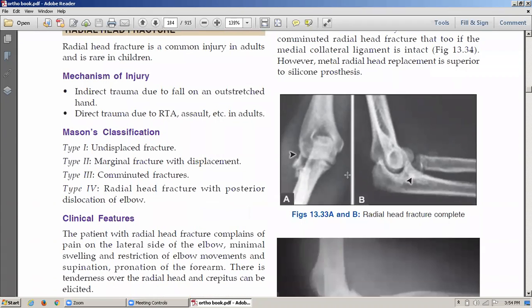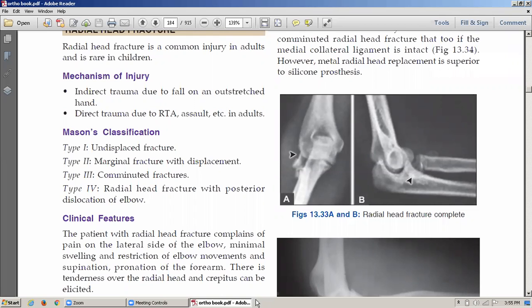So this is a diagram of the radial head fracture which is complete. This is the anteroposterior view. This is the lateral view. That is the radial head fracture. Mason's classification: type 1 is an undisplaced fracture, type 2 is a marginal fracture with displacement, type 3 is a comminuted fracture, and type 4 is the radial head fracture with posterior dislocation of the elbow.